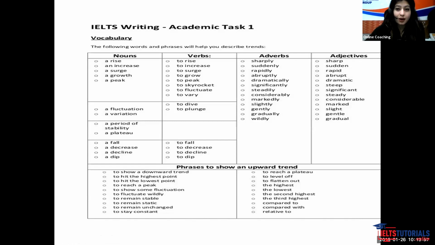So never use a noun alone, always use it with an adjective. Never use a verb alone, always use it with an adverb. Make sure you actually use a lot of phrases. Okay, I'm moving ahead.